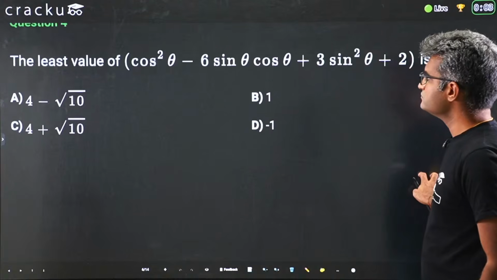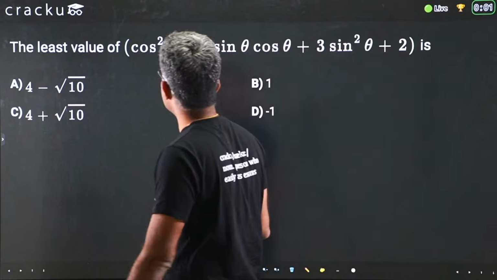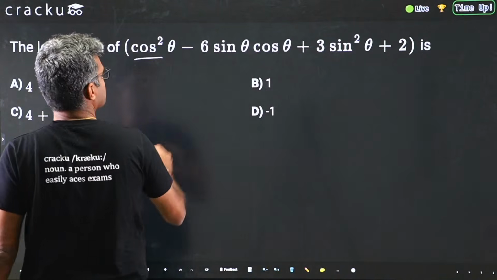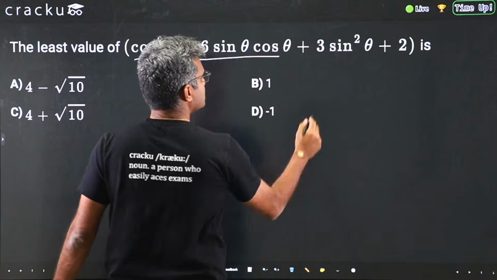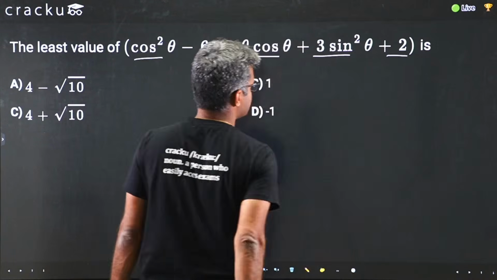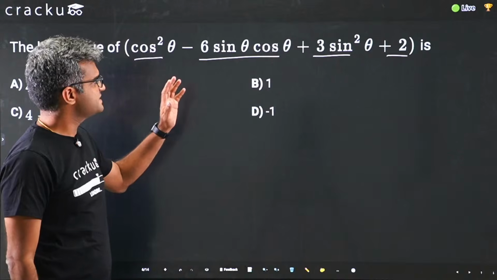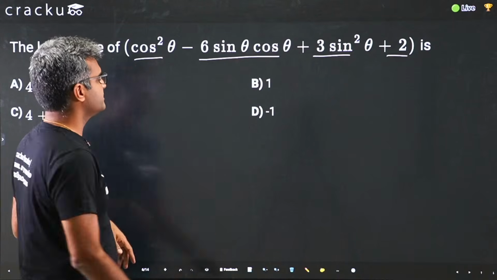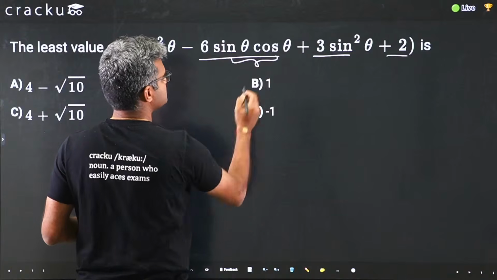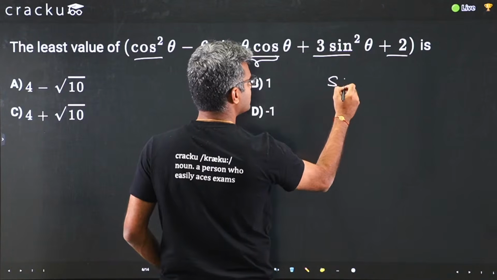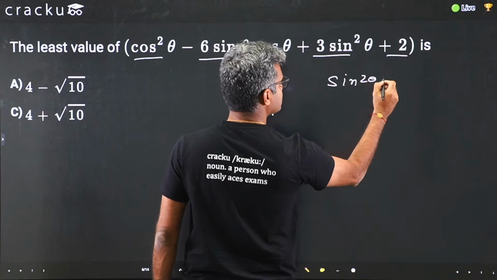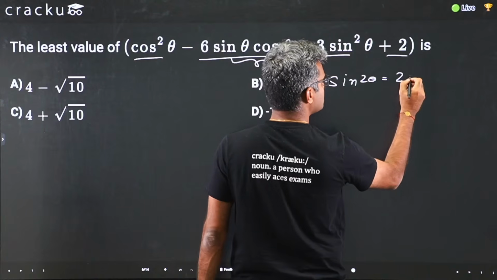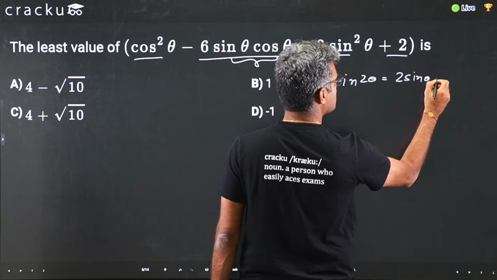Okay. In this question, the least value of cos square theta minus 6 sin theta cos theta plus 3 sin square theta plus 2 is asked. Whenever you see 6 sin theta into cos theta, whenever you are seeing the product of sin theta into cos theta, you should always think of the formula sin 2 theta, because sin 2 theta is 2 sin theta cos theta.